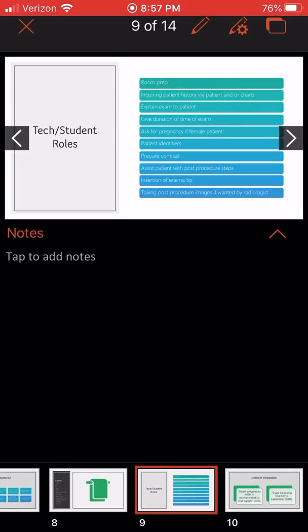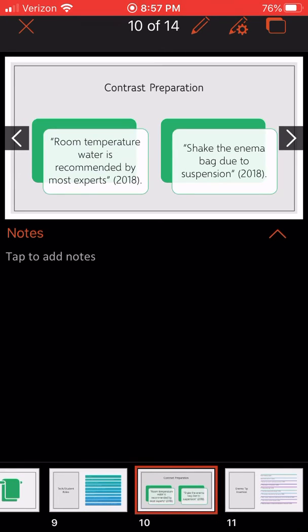This includes helping them to the bathroom and explaining that after the procedure, they will notice probably some white substance in their bowel matter, and that is normal, just to make sure to hydrate. The tech and student roles also include insertion of the enema tip itself and taking the post-procedure images if wanted by a radiologist. Contrast preparation includes that room temperature water is recommended by most experts. You will also need to shake the enema bag due to suspension of barium in water.